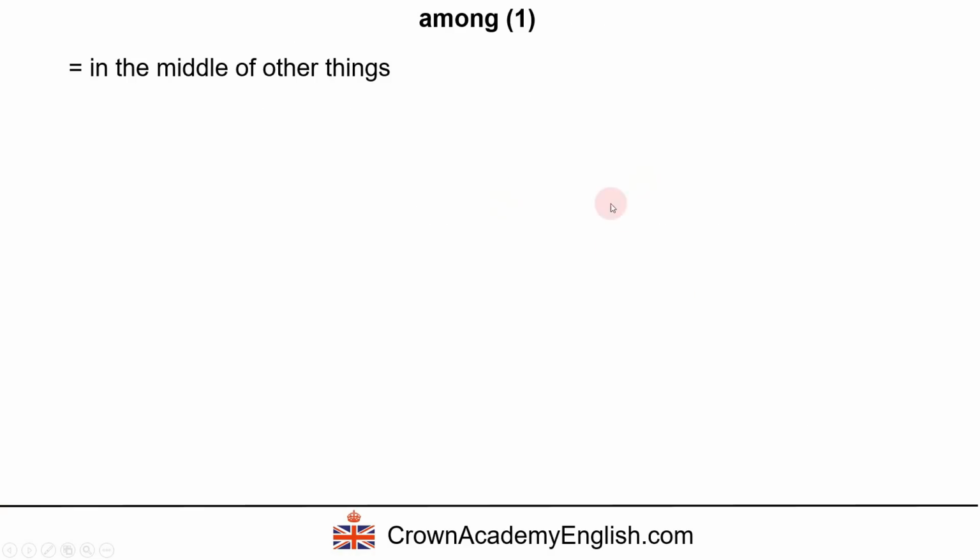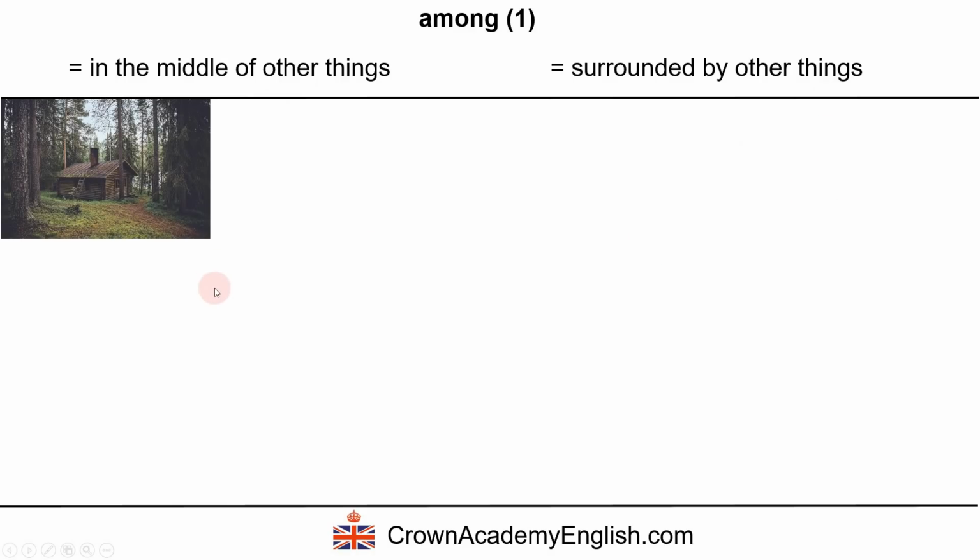Among. There are several meanings for among. There are 3 I'm going to discuss in this video. The first meaning is in the middle of other things, or surrounded by other things. You've already seen one example of this. The house is among the trees.